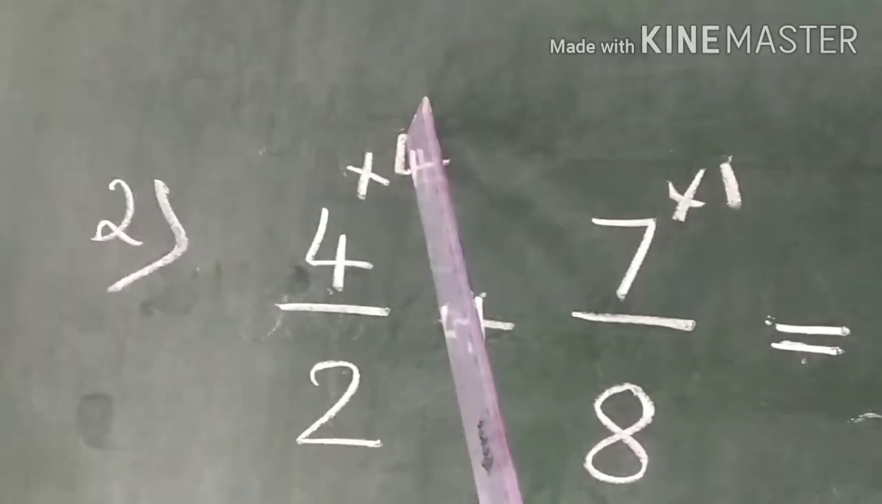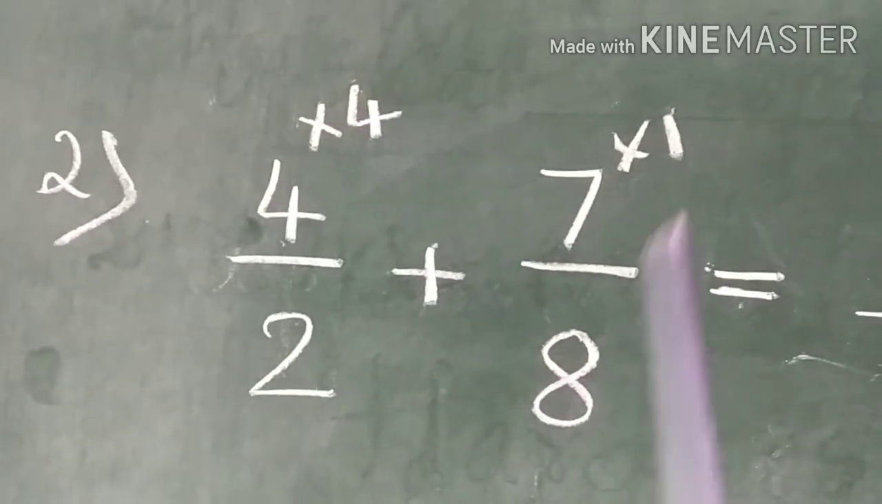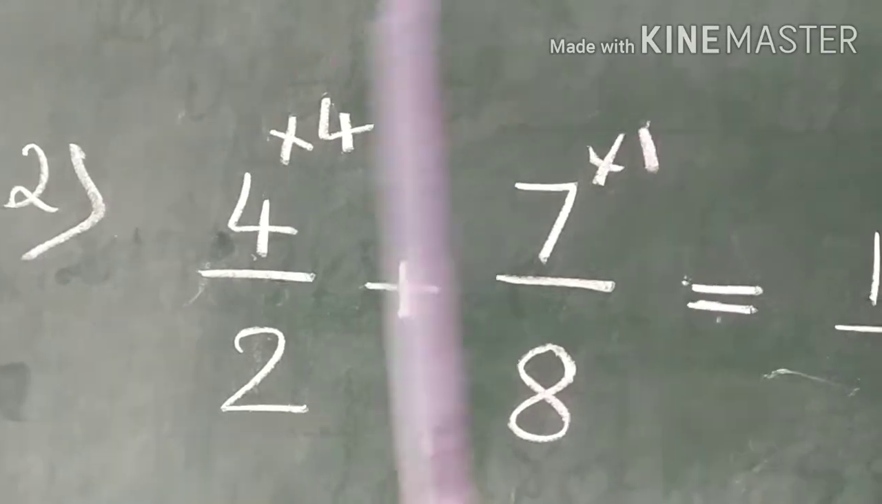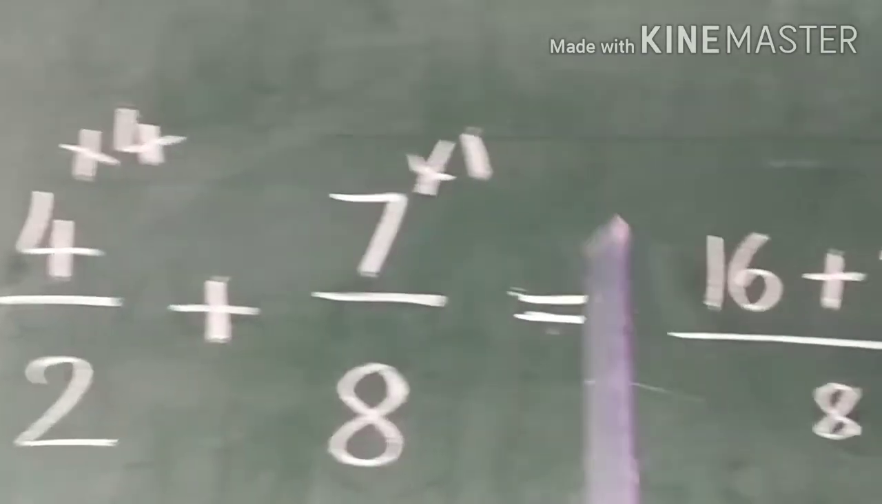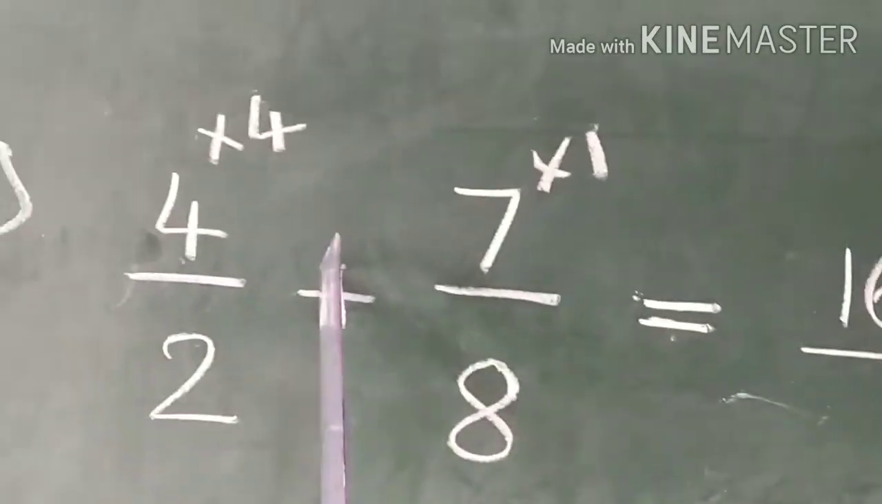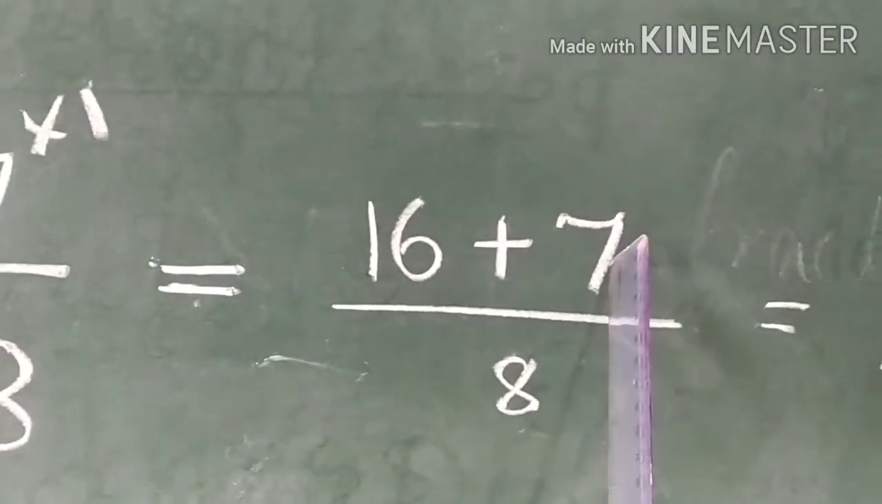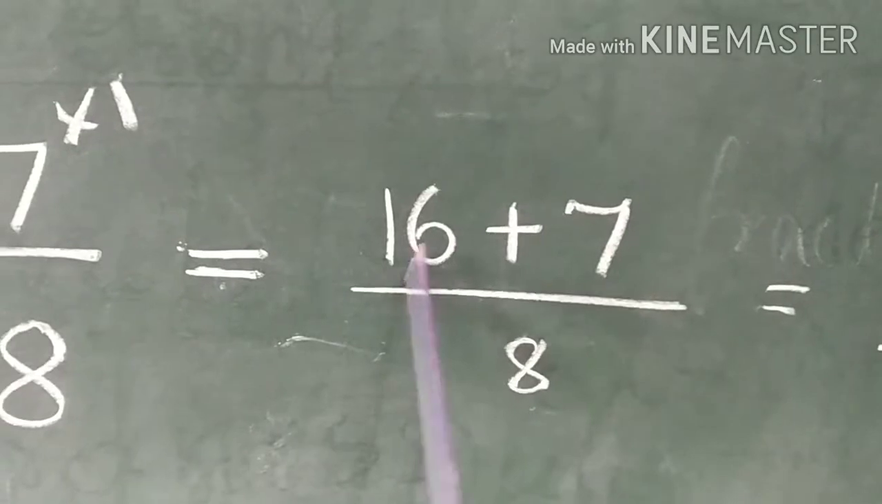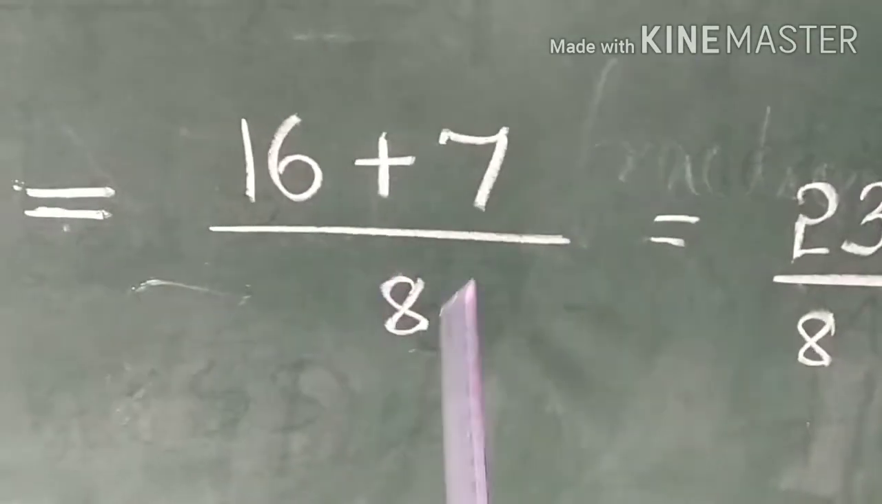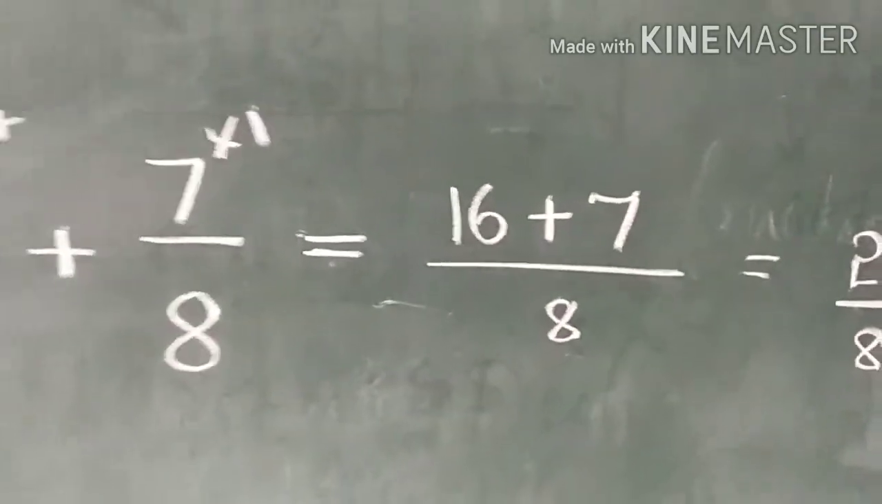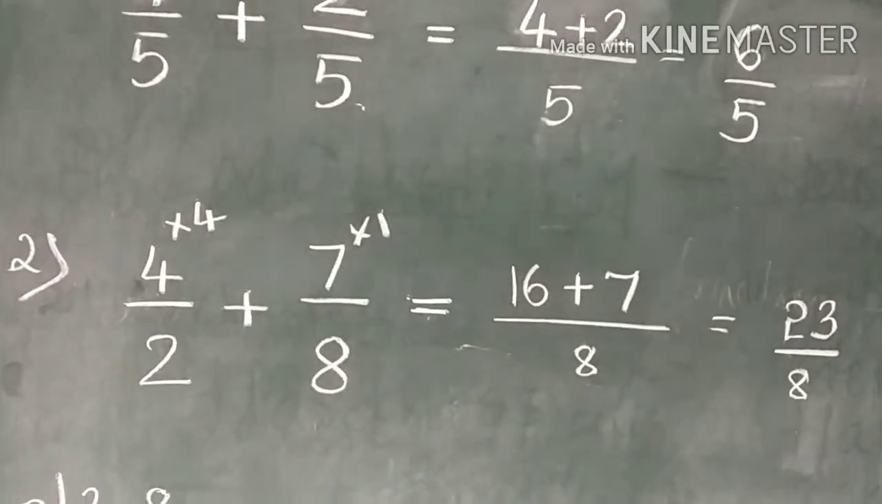Now, 2 4s are 8 and 8 1s are 8. So, now multiply the numerator part. 4 4s are 16 plus 7 1s are 7. Now we have to add the numerator part. 16 plus 7 is 23 divided by 8. So this is the answer.